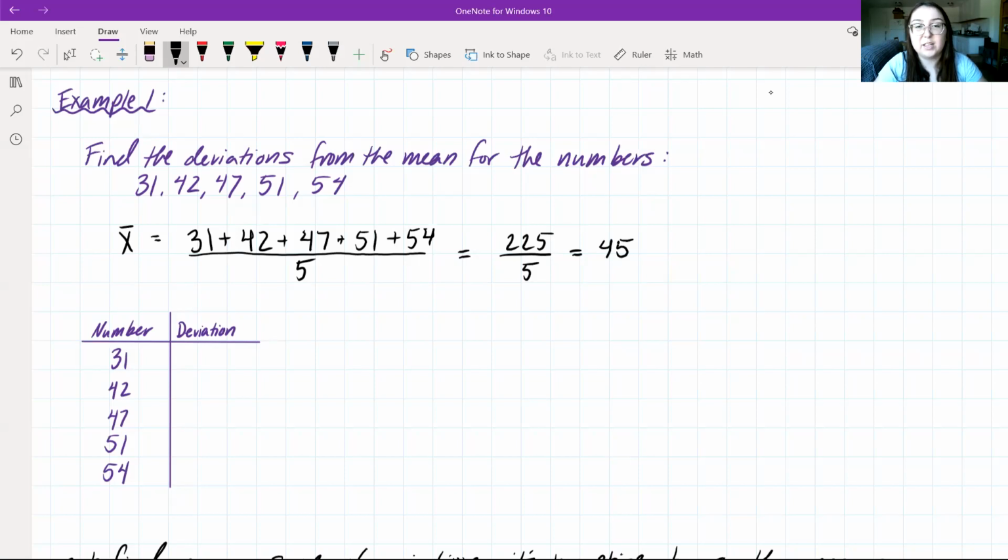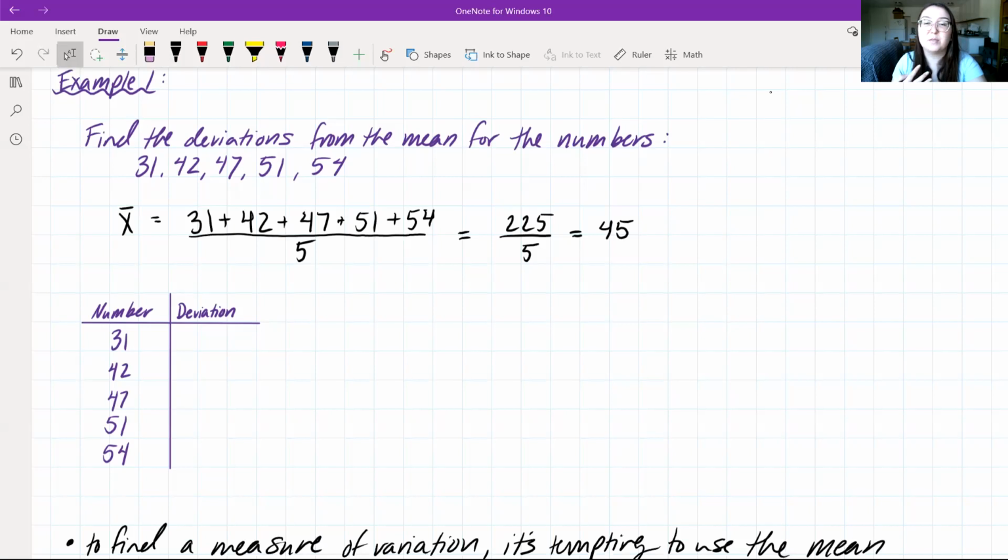To find the deviations from the mean of each one of our numbers, we take the number from our list and subtract the mean. You're always subtracting the mean from whatever number you have. It's not whichever is largest, because we want to know if it's negative or positive. So for our first number, 31, we take 31 minus the mean. So this is 31 minus 45, which gives us negative 14.